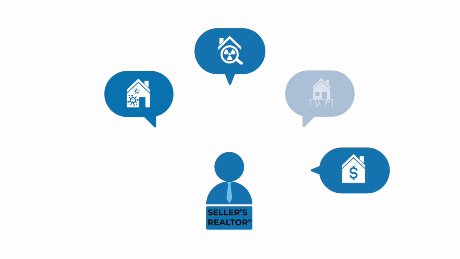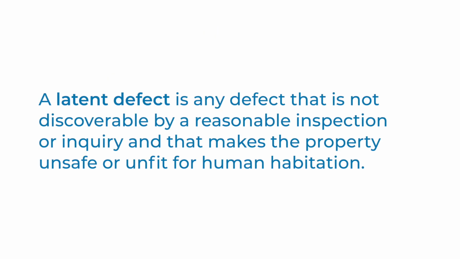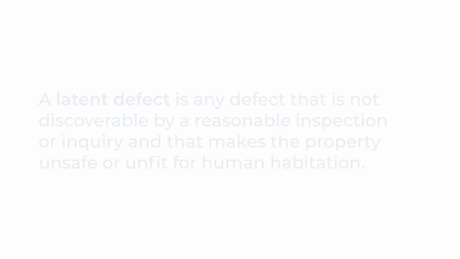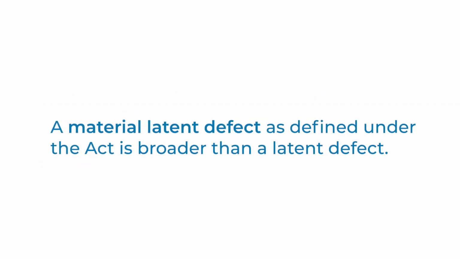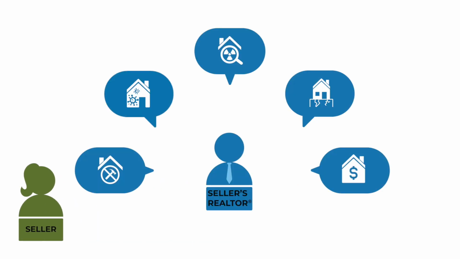Realtors have a duty to disclose a material latent defect as defined under the Real Estate Services Act. While a latent defect is any defect that is not discoverable by a reasonable inspection or inquiry, and that makes the property unsafe or unfit for human habitation, a material latent defect as defined under the Act is broader. If a known material latent defect hasn't already been disclosed by the seller, realtors must disclose this to their clients and all other parties in the transaction prior to the seller accepting an offer.